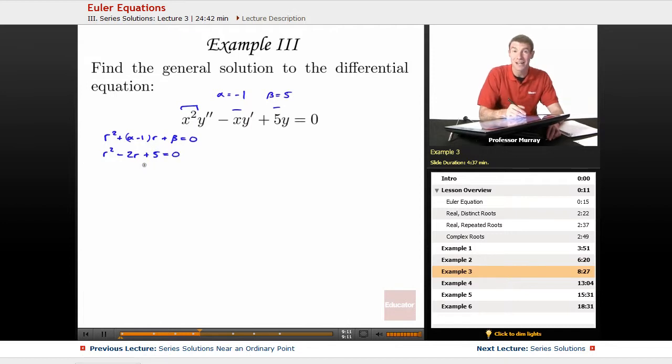Now, that thing does not factor, so we're going to jump to the quadratic formula to solve that. Remember, the quadratic formula says negative b plus or minus the square root of b squared minus 4ac over 2a.